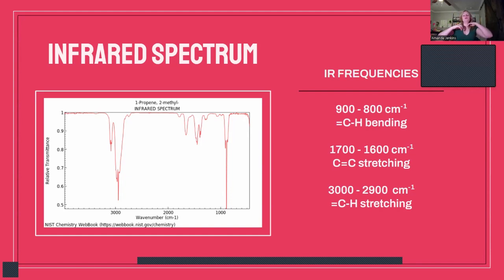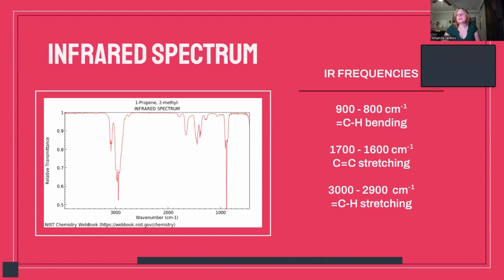And we're also going to see from 1700 to 1600. It's going to be a little bit lower because they're not as strong, but you'll see that your carbon double bonds stretching against each other. And then that 3000 to 2900 is going to be your carbon double bonded hydrogens stretching.